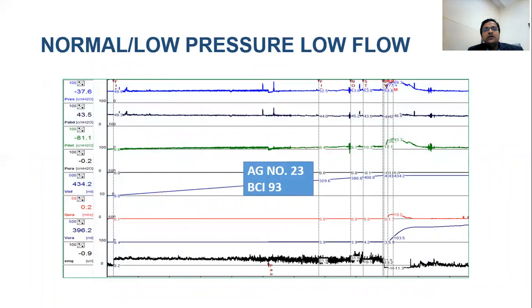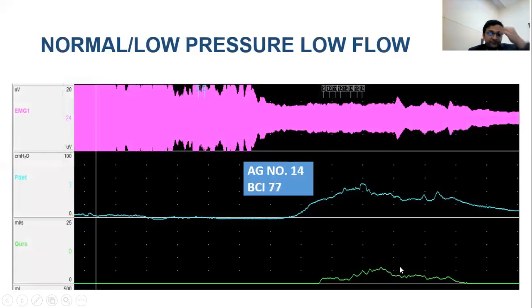Now coming to a low pressure, low flow situation. In this first graph you see good compliance, with fairly low detrusor pressure during filling, and upon command of voiding, the patient voided with low pressure, low flow. The AG number was in the equivocal range, and the bladder contractility index was almost normal but somewhat low. And you can see that the EMG is relaxing during the voiding.